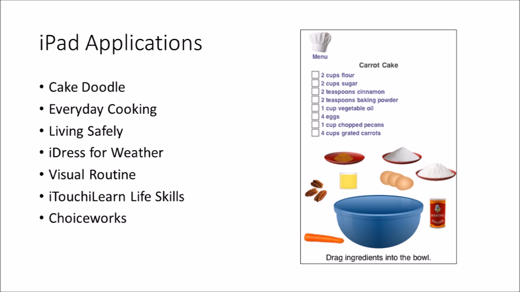There's Everyday Cooking, which leads students through the steps and the processes of how to cook different things. There's Living Safely. It's got different safety guides and teaching students what to do in certain situations. I Dress for Weather is just teaching students what kind of clothing you wear for what kind of weather. And being in Minnesota, it's important to know how to dress for the weather just to be safe.